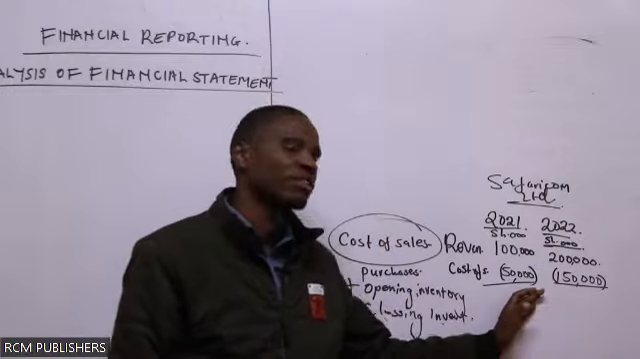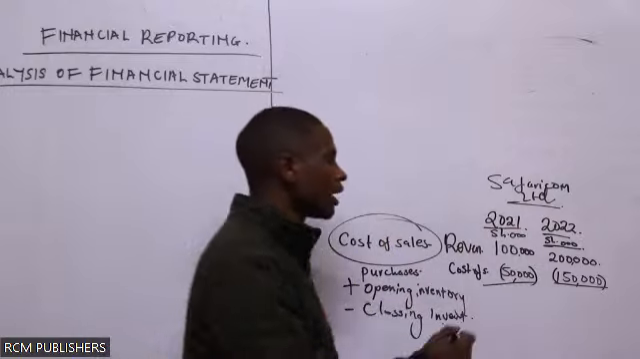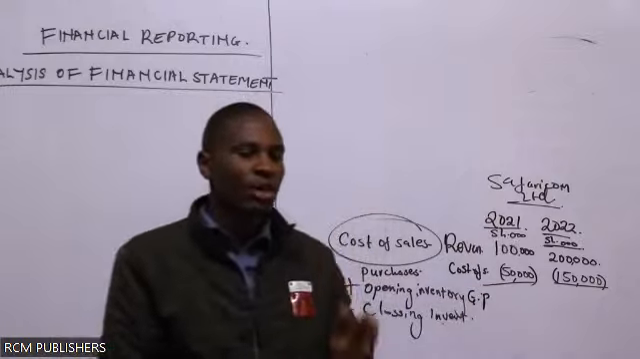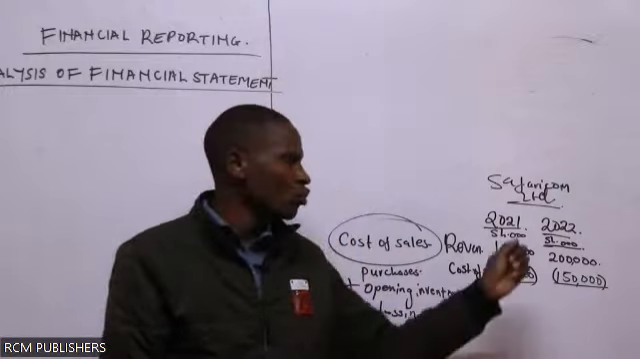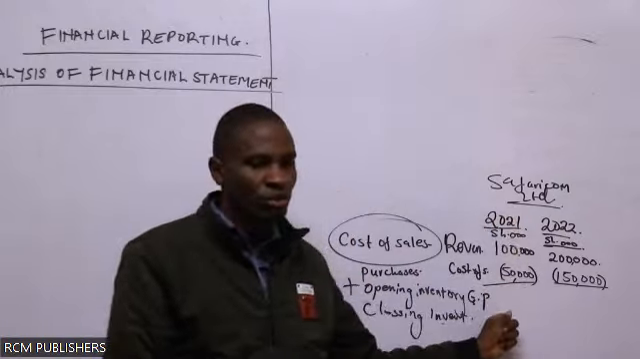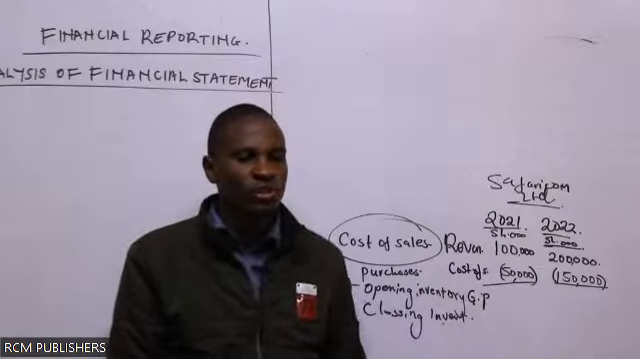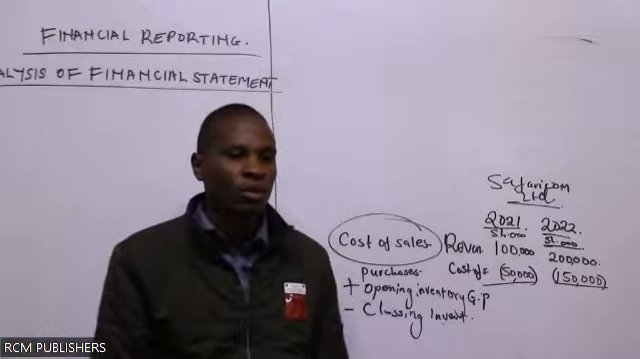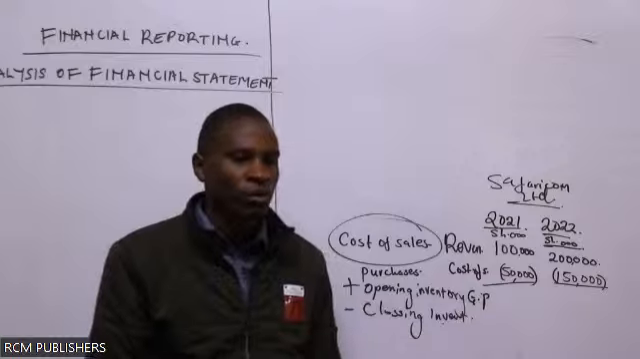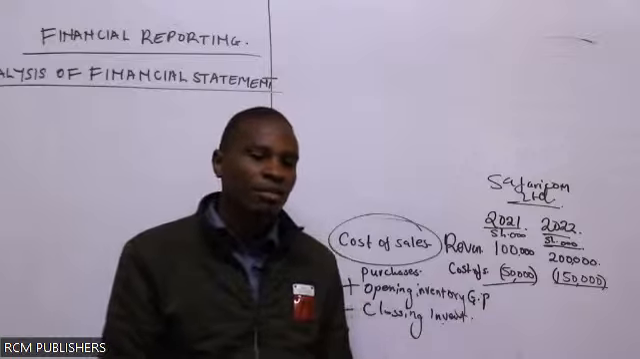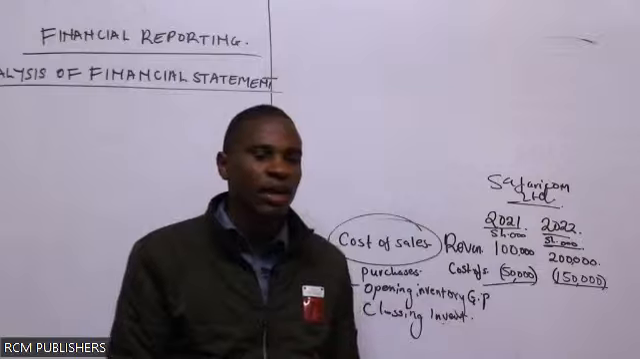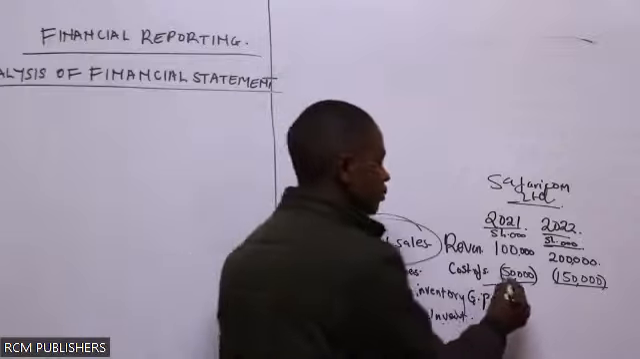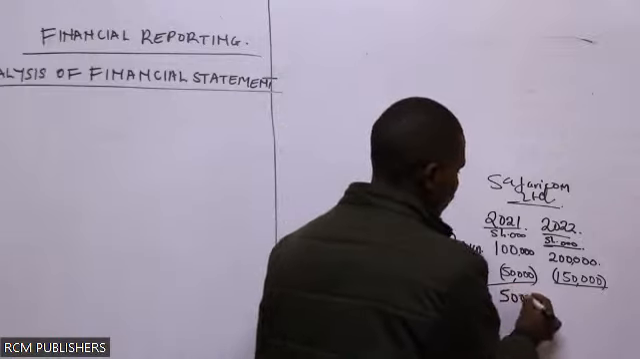For instance, in this case, what will be our gross profit? Remember, for you to get the gross profit, you have to take the sales minus cost of sale. So what is the gross profit for the year 2021? It is 100,000 subtract 50,000. So our gross profit here is 50,000.